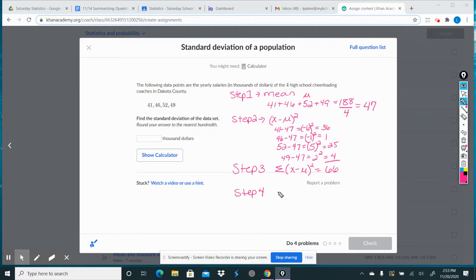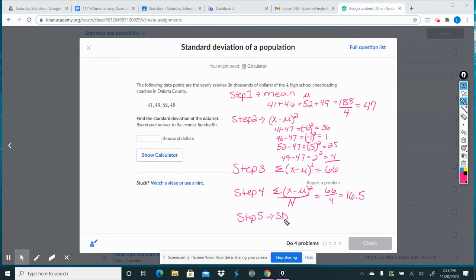Step 4 is to take that sum of our values, that 66 that we found, and divide it by the number of values that we have in our data set. So 66 divided by 4 ends up being 16.5. Okay, so right now we have the sum of our data values minus the mu squared divided by the number of values, 16.5, and our last step is actually to find the standard deviation.